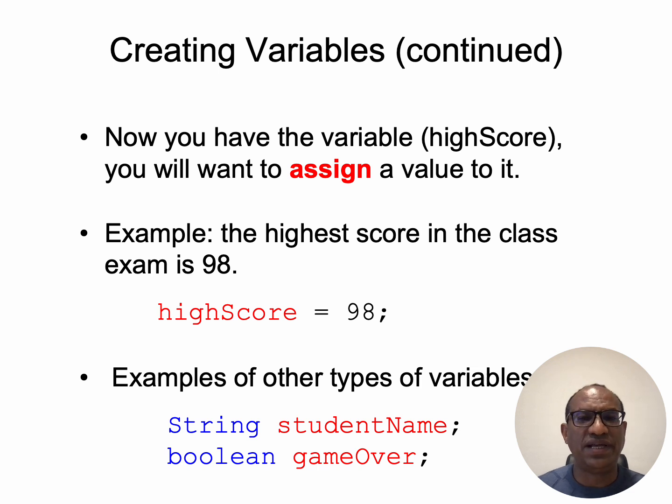Once a variable is declared, we can assign a value to it. For example, if the highest score in an example is 98, we assign it like this: highScore equals sign 98. We can also create other variables of different types, like String studentName, boolean gameOver. Each variable type stores a specific kind of data.